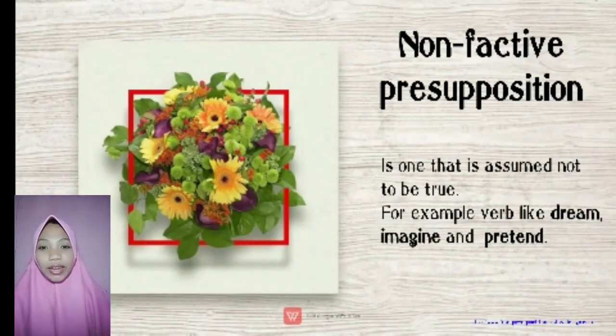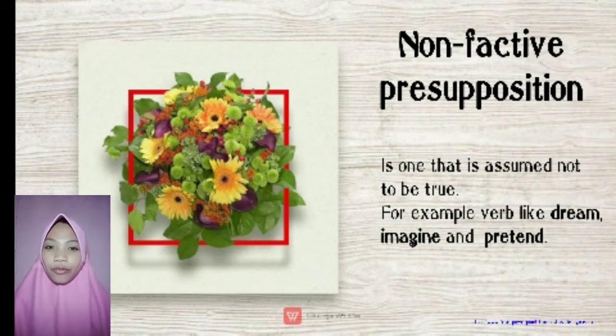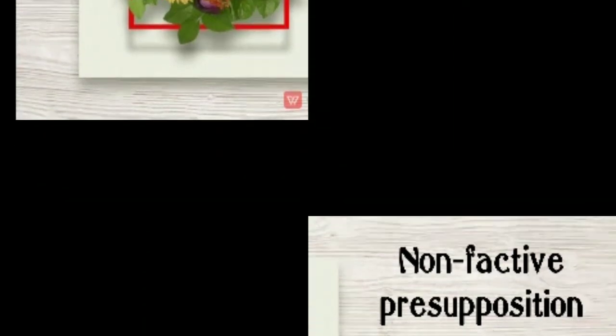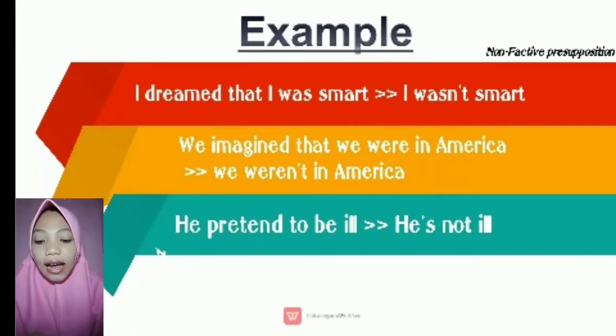Okay, so the next type is non-factive presupposition. It's one that is assumed not to be true. For this example, we can use verbs like imagine, pretend, and dream. Number one, I dreamed that I was smart. I dream. That's only a dream. So we can presuppose I wasn't smart.